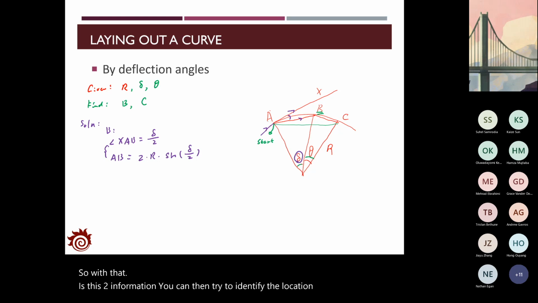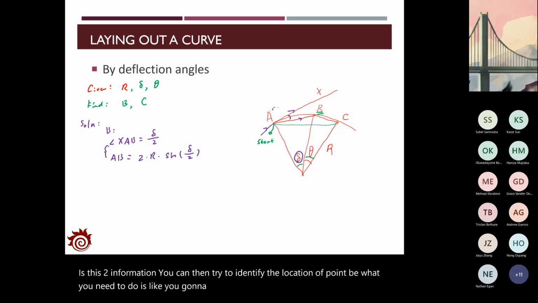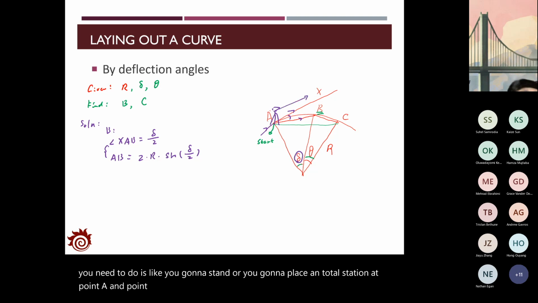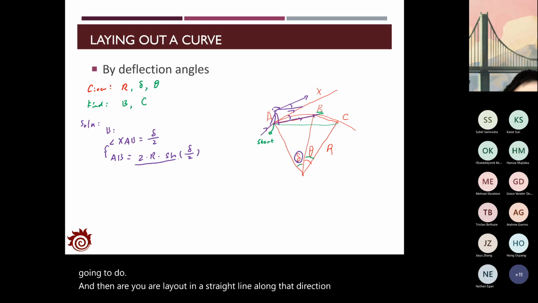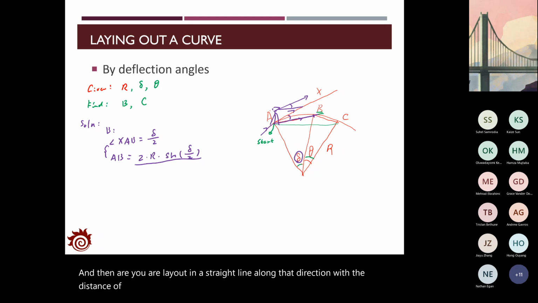What you need to do is place a total station at point A, point in the direction of A to X, and then turn to the direction of A to B by the angle of half delta. This would be the deflection angle you set, and then you lay out a straight line along that direction with the distance of 2R times sine of half delta.